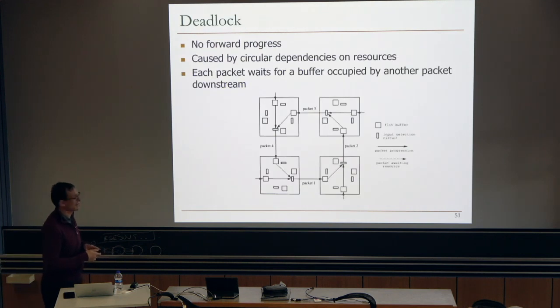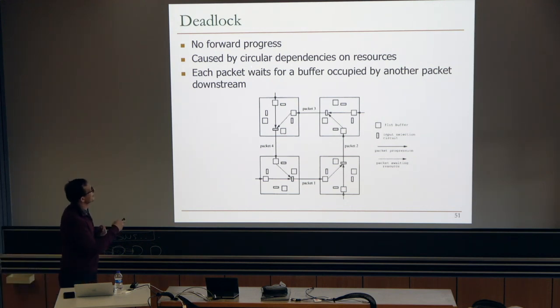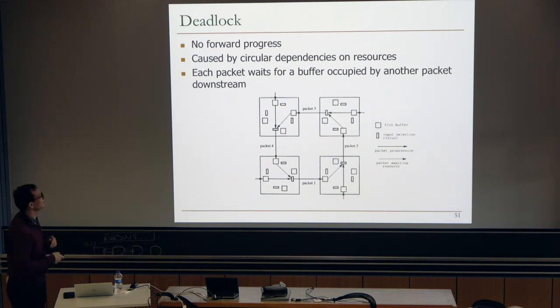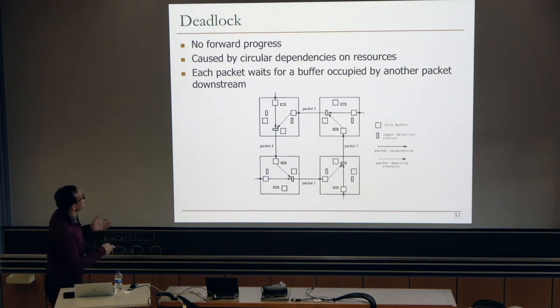So let's talk about deadlock. This is what I was mentioning over here. Essentially, this is no forward progress. This is the classic definition of deadlock. It's almost always caused by circular dependencies on resources. Sometimes, of course, it's caused by faults, but this is assuming a non-faulty network. It's caused by circular dependencies on resources. Basically, each packet waits for a buffer occupied by another packet downstream.